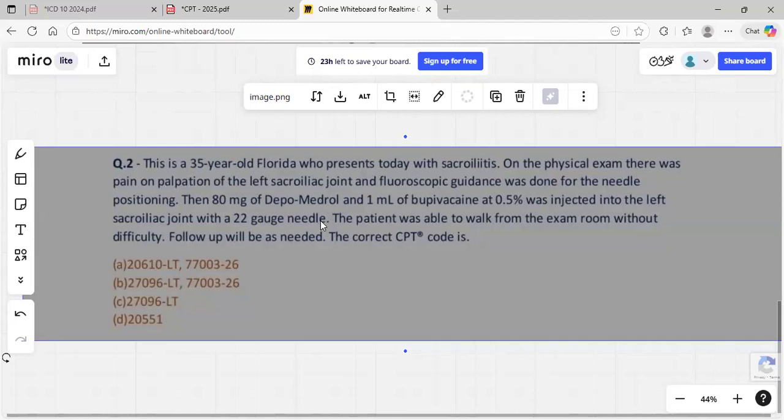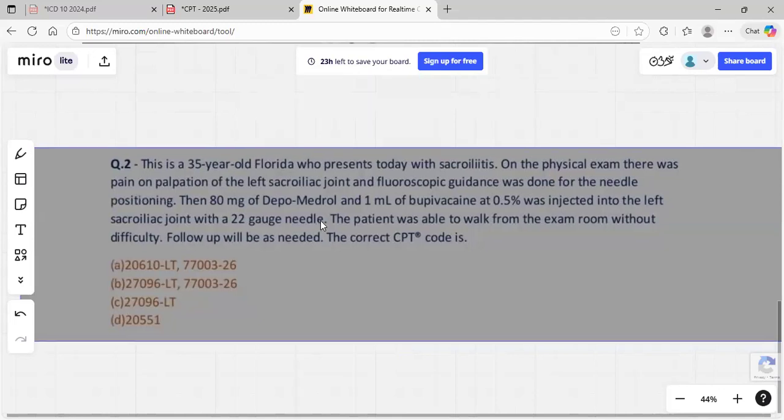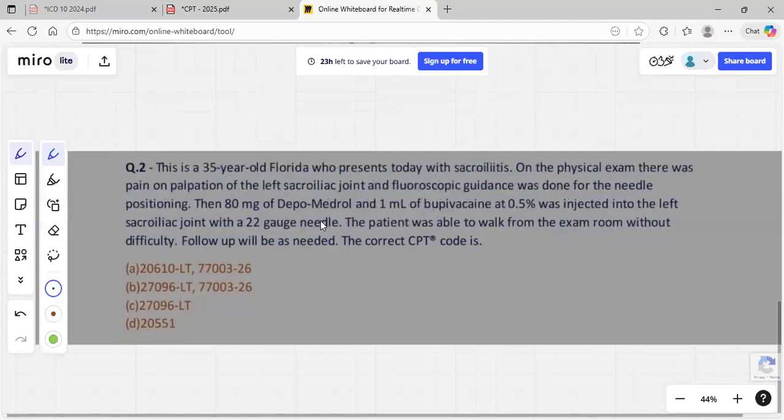Ma'am, complete question. Okay. So here the patient is coming with sacroiliitis, that means inflammation in the sacrum. There is pain on the left sacroiliac joint and under fluoroscopic guidance, the needle was positioned. 80 mg of Depo-Medrol was inserted into the left sacroiliac joint. The patient was able to walk from the exam room without difficulty. So what has been performed today? Only the injection of 80 mg Depo-Medrol into the sacroiliac joint.